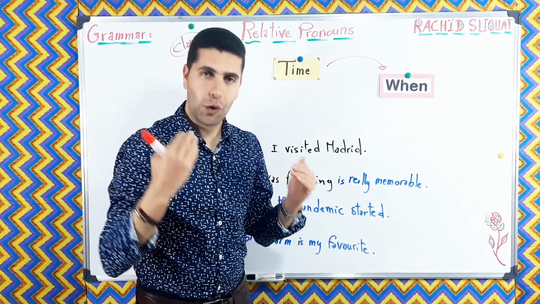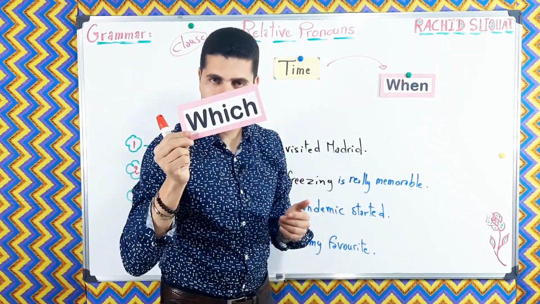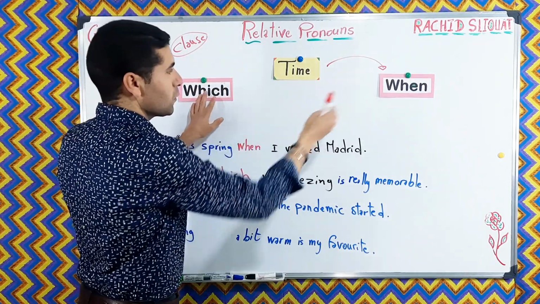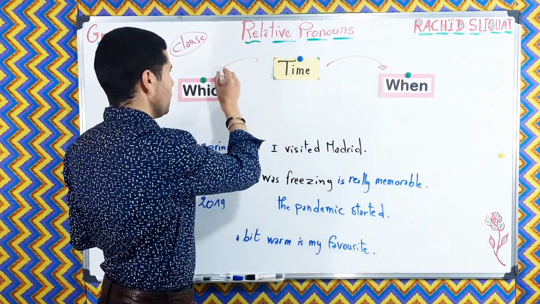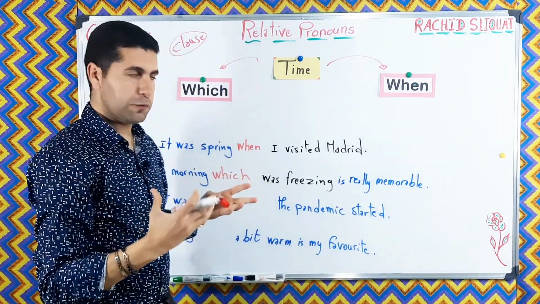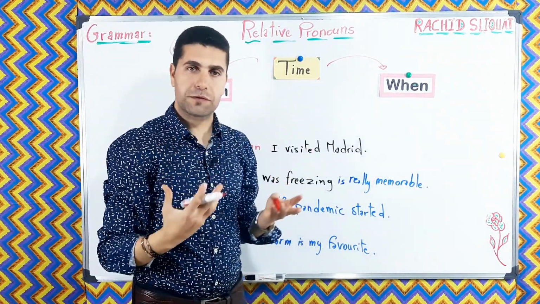Now the question: do we always use when with time? No, we can also use which. We can also use which instead of when, with a clause to talk about a certain time, right?